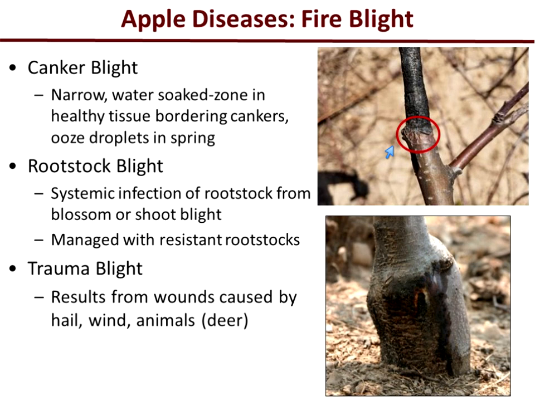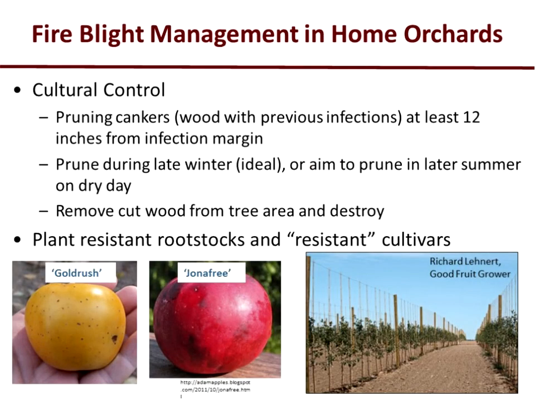Okay. There's also, like I mentioned, rootstock blight, and once it gets into the rootstock, again, it's game over for the tree. Why? Because the tree can no longer take up its water and nutrients because the bacterium is clogging the xylem of the tree. This is often managed with resistant rootstocks. And then there's even trauma blight. So even after a hailstorm in the middle of the summer, we worry about fire blight because that creates a wound for the bacteria in which to enter.